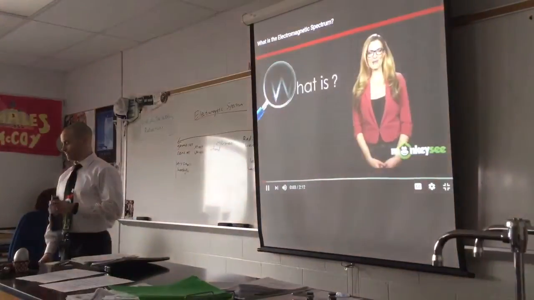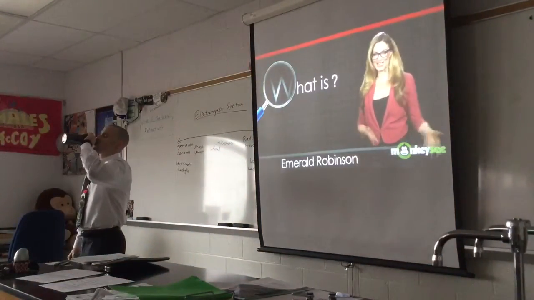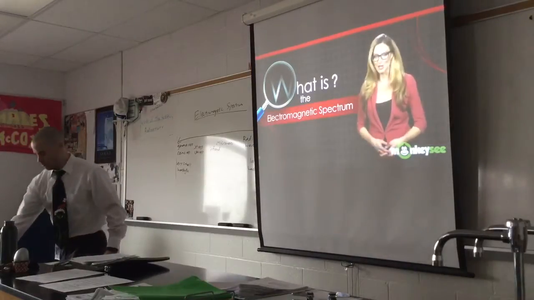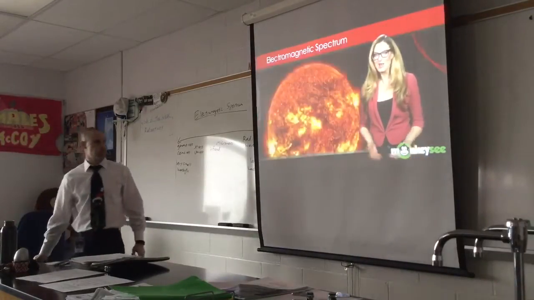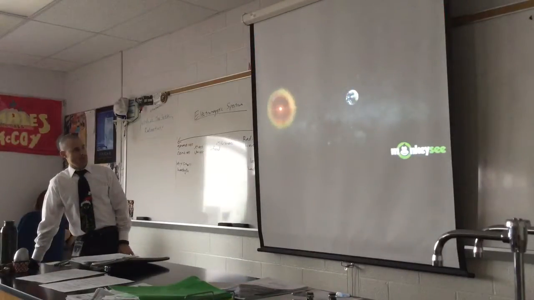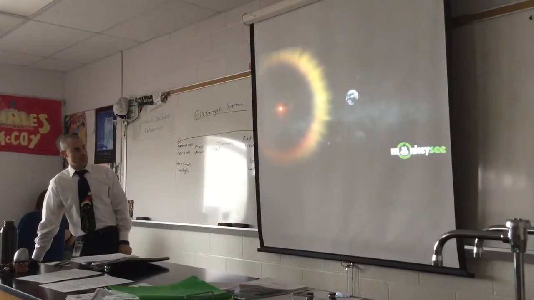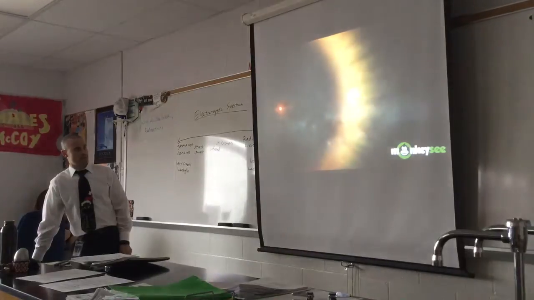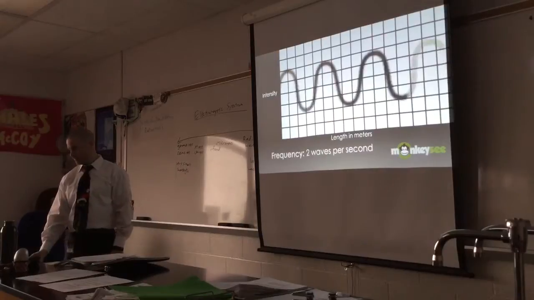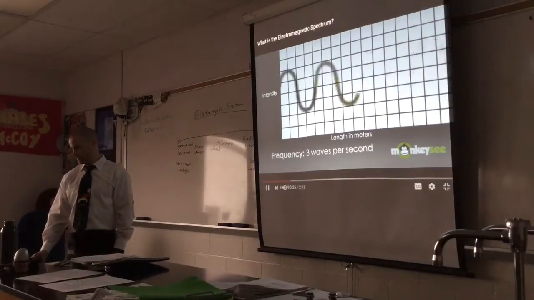Hi, I'm Emerald Robinson. In this What Is video, we're going to take a closer look at the electromagnetic spectrum. What we see as light is only a small part of the electromagnetic spectrum. The electromagnetic spectrum refers to the many types of radiation released from stars, including our own sun. Electromagnetic radiation travels in waves. Frequency describes how many waves per second a wavelength produces.